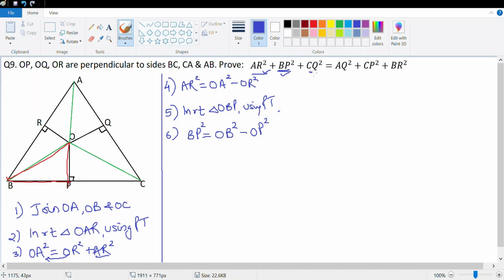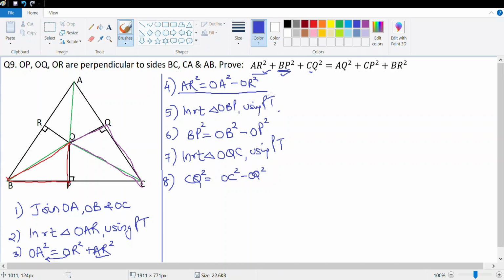The third element is CQ square. So CQ square is a part of which triangle? Let's see. CQ. Yes, it's a part of triangle OQC. So let's look at right triangle OQC using Pythagoras theorem. And I get, they want CQ, so CQ square would be equal to OC square minus OQ square. Yes, CQ square would be equal to OC square minus OQ square. Perfect. So now on my left hand side, I've got all three elements.